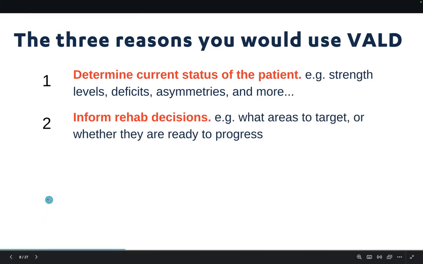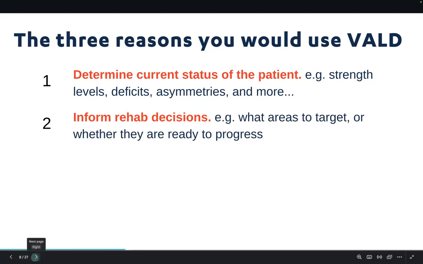The second reason, based on reason number 1, is: what do we do? It's all well and good for the test to give us a number, a score, a ratio, but then what do we actually do with that? So the second part is that VALD testing can inform what exercises you give someone, what areas you need to target, and whether or not they're ready to progress on to the next stage of their rehab. If they're strong enough to do a plyometric, for example, what sort of strength score are you looking for?